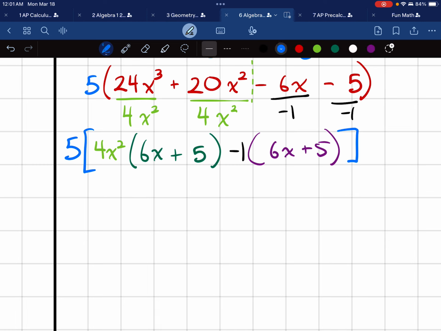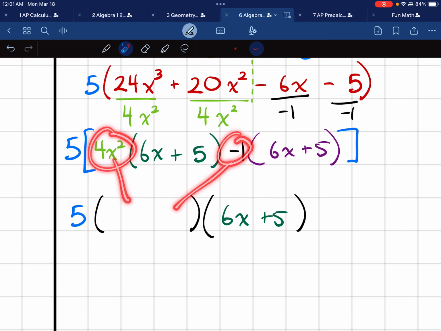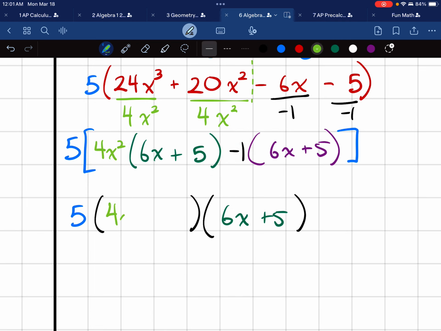Okay, the 5 is still being factored out. I'm not going to touch it. And then what's left over, I have a total of how many of these groups? I have 6x plus 5. So I'm going to write the 6x plus 5. These were the common groups, right? And the number of terms, I have 4x squared minus 1 of those. So I'm going to say 4x squared minus 1 of those 6x plus 5s. And normally, we would be done.